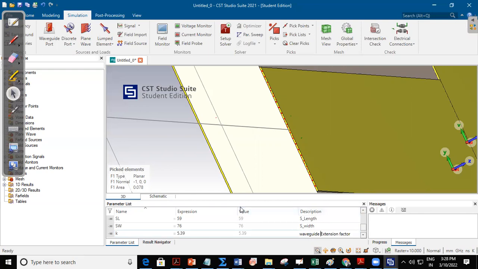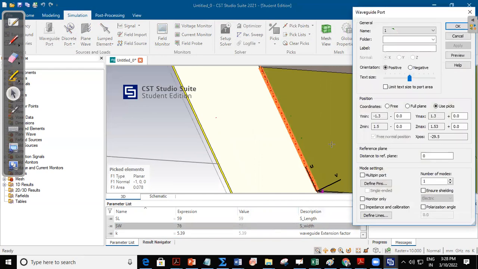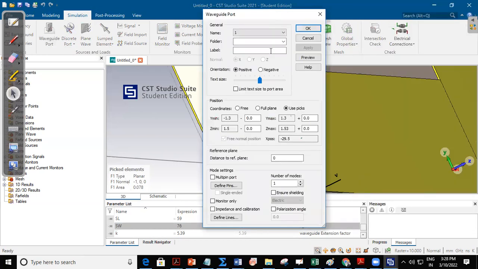So the waveguide extension factor we have selected. Now go to simulation and then go to waveguide port. Here in the waveguide port, when it is open, you remember that K value was coming. We have to write here K times SH, it means substrate thickness. So K was 5.39.